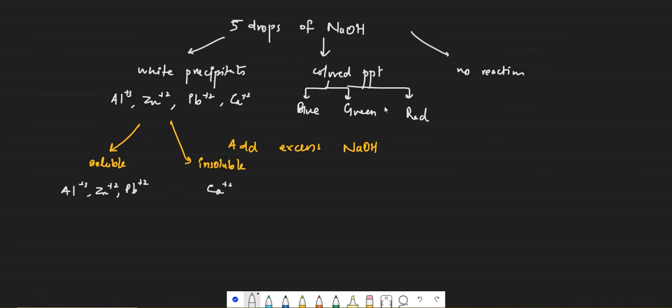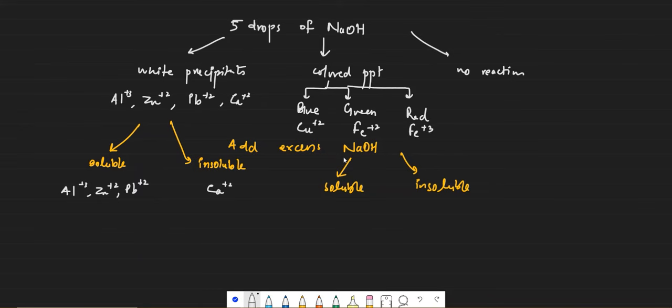Similar goes with the colored precipitates as well. I added excess NaOH. There can be 2 possibilities: they can be soluble in excess or insoluble in excess. Among the colored precipitates, first we need to know the color. Let me just write it down. If the color of the precipitate is blue, it is going to be copper ions. If the color is green, it is iron plus 2 ion. If it is red, it is iron plus 3 ion.